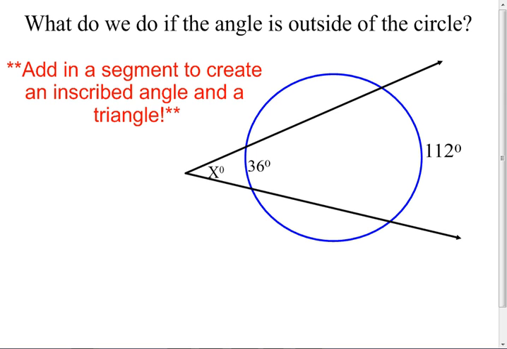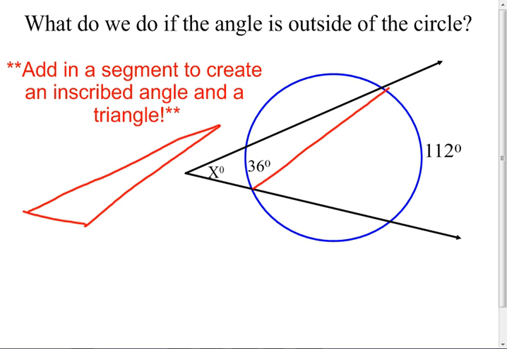So what I'm going to do is draw a segment and get an inscribed angle with a triangle. I'm going to draw this segment right here. So I have this triangle. It's not isosceles. I know how big this angle is. This outside angle is how big? Now, that's an inscribed angle, so that angle is half of that. What's 112 divided by 2?